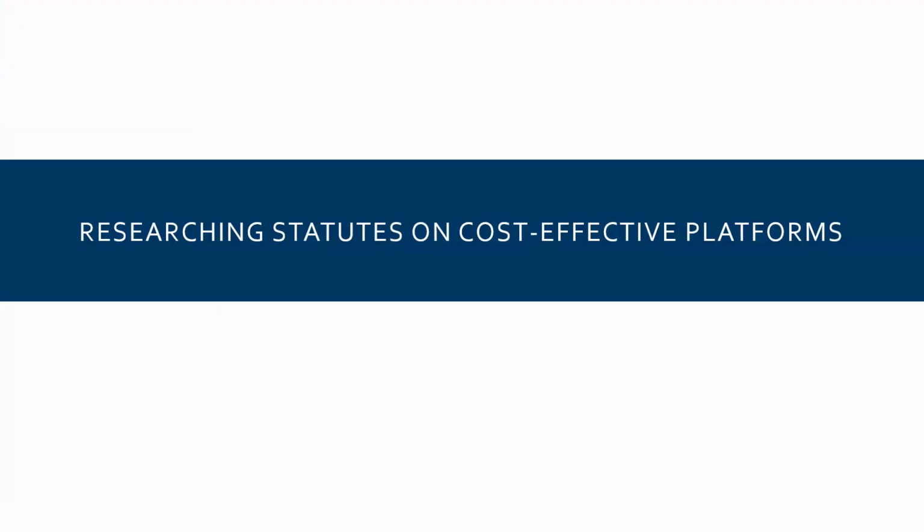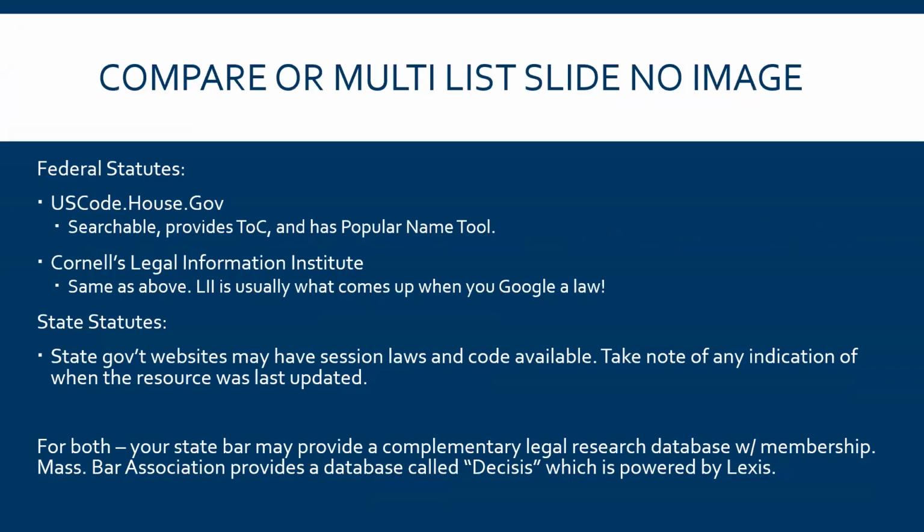Now let's talk about researching statutes on cost-effective platforms. There are a few different options. So for federal statutes, you could go to uscode.house.gov. You could also use Cornell's Legal Information Institute, and these two are great resources for federal statutes. They are both searchable and they both provide a table of contents. And uscode.house.gov also has a popular name tool.